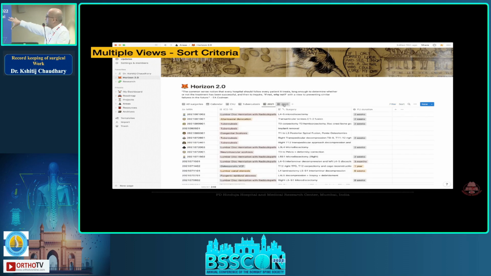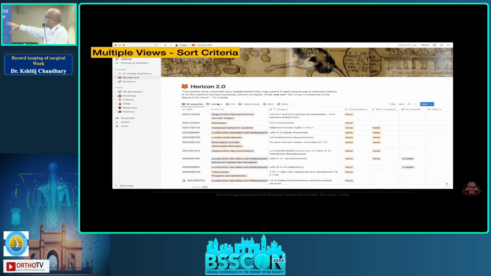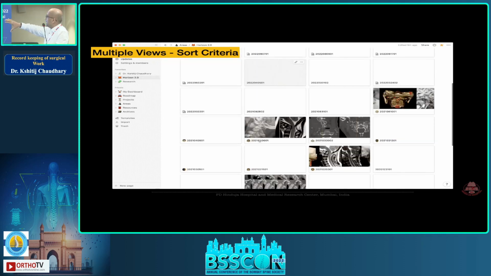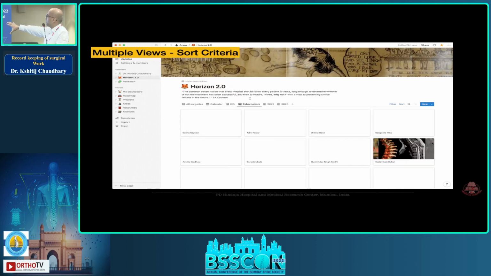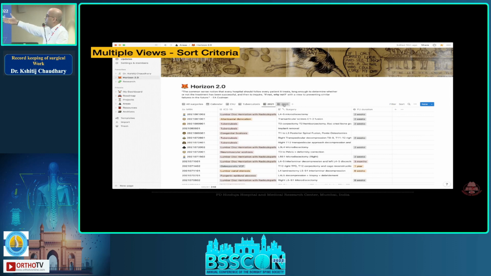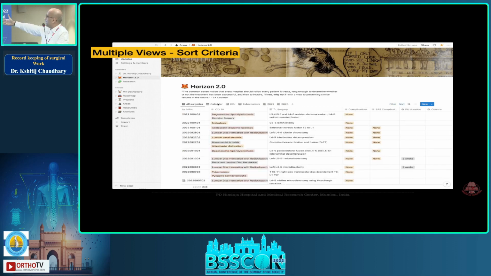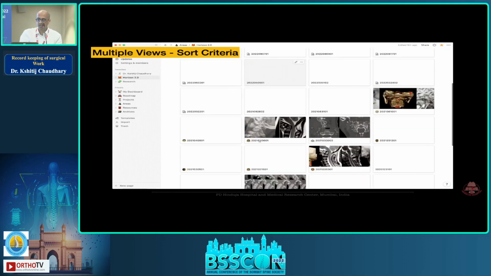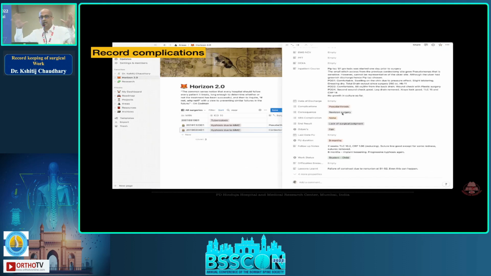Now there are multiple ways to sort this database. I can look at my calendar of surgeries. I can look only at the craniovertebral cases. I can put in any search criteria, look only at TB patients, the cases that I did last year or the previous year. There's a very quick way of categorizing them and looking at them.